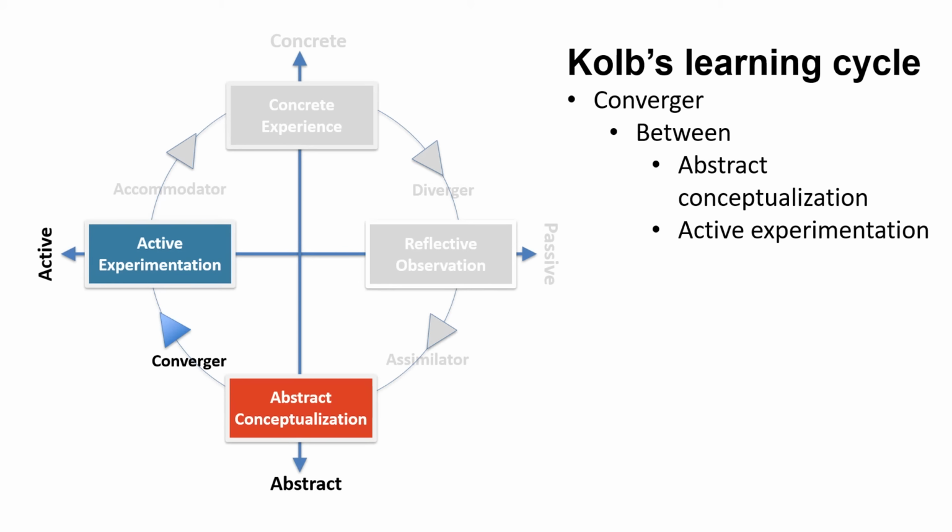The Converger is placed between abstract conceptualization and active experimentation. These learners are motivated to discover the relevancy or the how of a situation. Application and usefulness of information is increased by understanding detailed information about the system's operation.